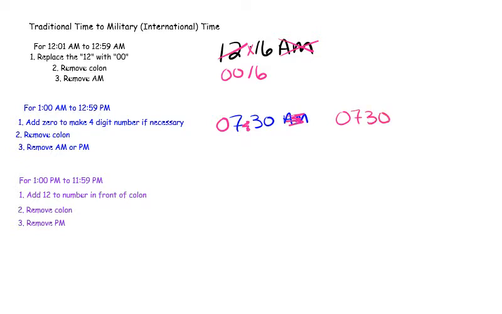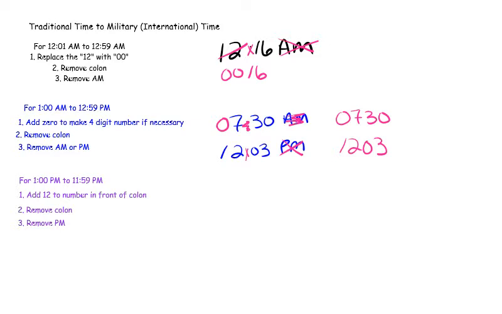Let's say another example would be if it was 12:03 p.m. There's no need to add a zero because it's already a four-digit number. Take out the colon, take off the PM, and it would be 12:03.